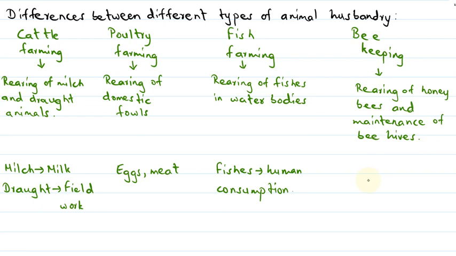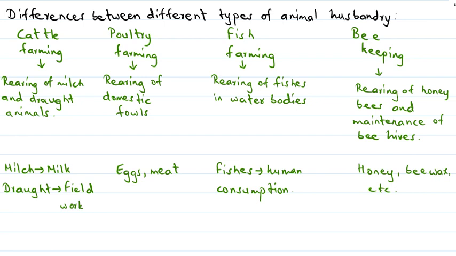Then by practicing beekeeping, where honeybees are reared, we obtain honey. We also obtain bee wax, okay? We also obtain bee wax, etc. Okay? So these are the differences between the different types of animal husbandry practices.